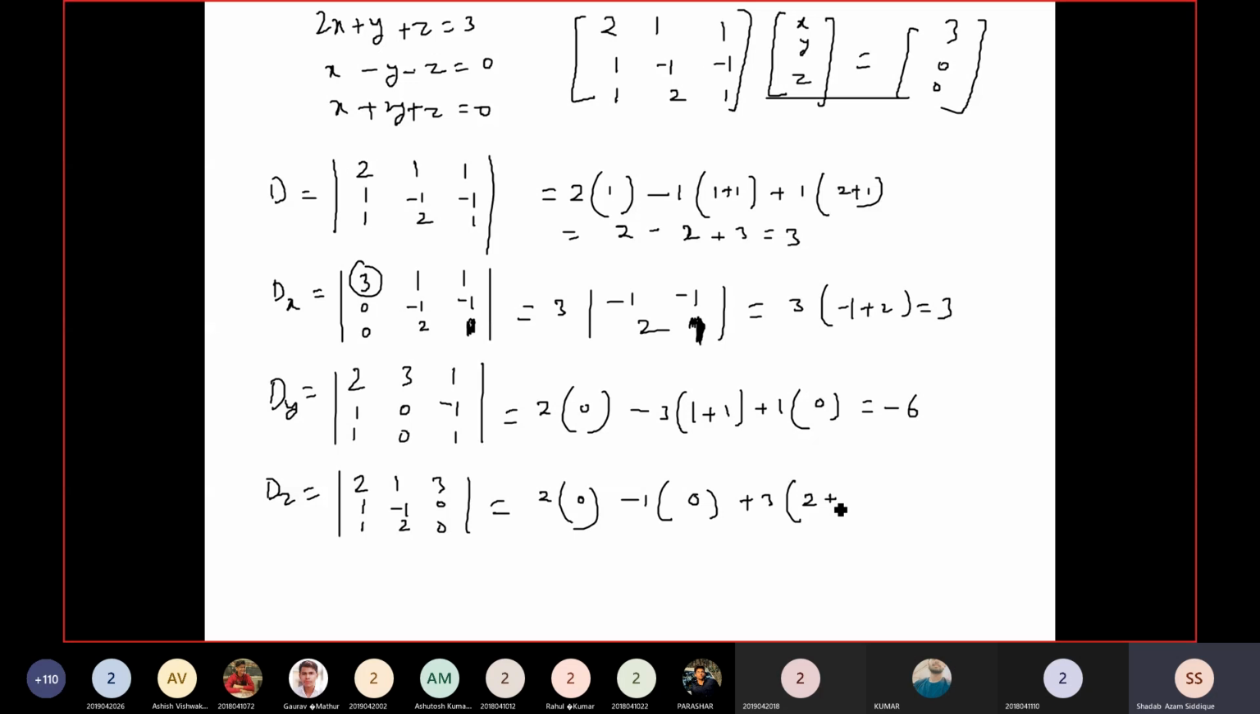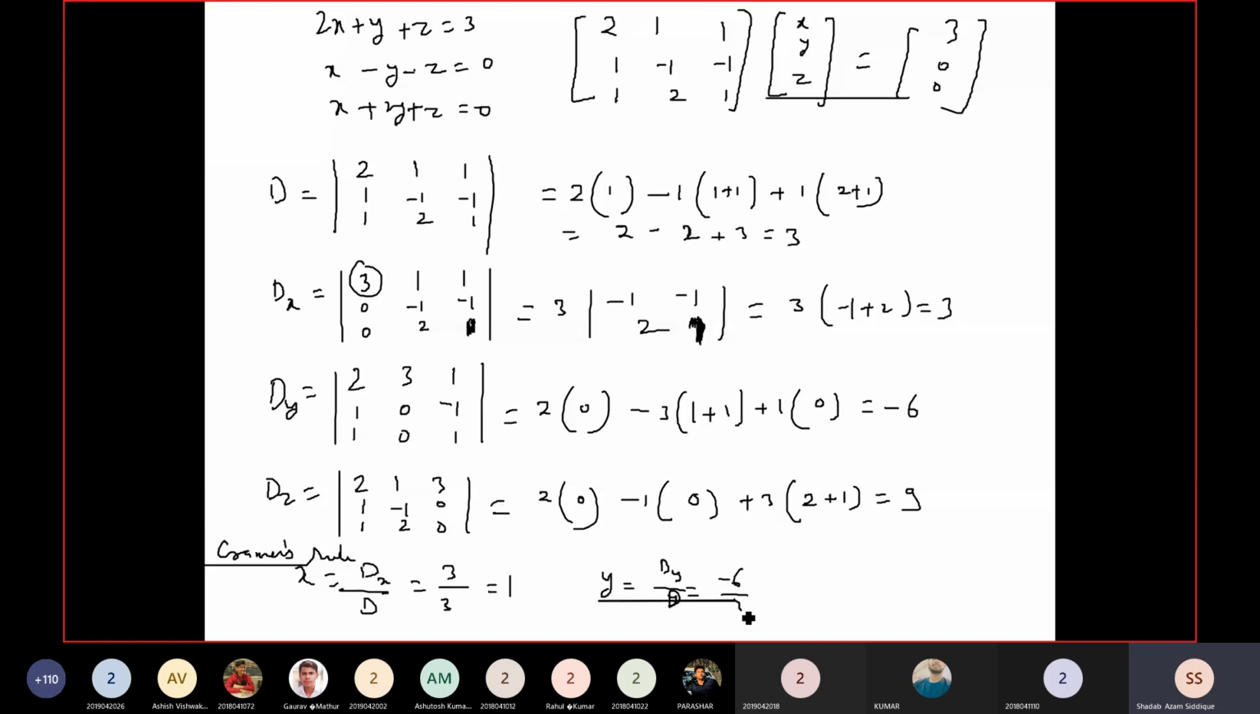So you can have x, y, z, and you can find x using Cramer's rule. Cramer's rule says x is equal to dx divided by d. Okay, so dx is what? Dx is nothing but 3 divided by 3, which is equal to 1. What will happen? y is equal to dy divided by d. So dy is what? Minus 6 divided by 3, which is equal to minus 2.